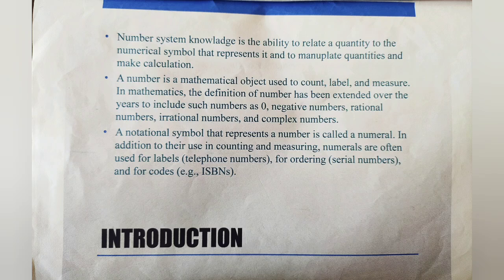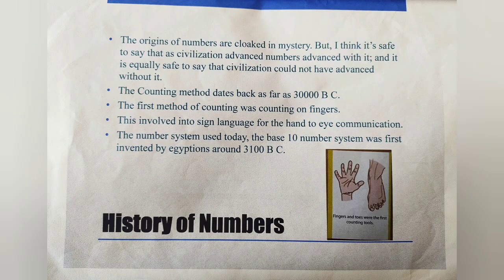Now, talking about the introduction, number system knowledge is the ability to relate a quantity to the numerical symbol that represents it and to manipulate quantities and make calculations. A number is a mathematical object used to count, label and measure. The definition of number has been extended over the years in mathematics to include zero, negative numbers, rational numbers, and so on.